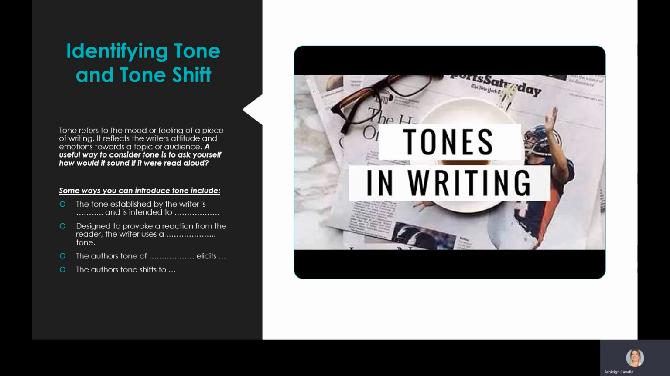Included are also some sentence starters to assist you. These sentence starters are also in your OneNote. You want to avoid simply stating, the tone is. You could use something like the author's tone of whatever it is and what it elicits from the writer. You need to make sure that you are embedding this throughout your piece.